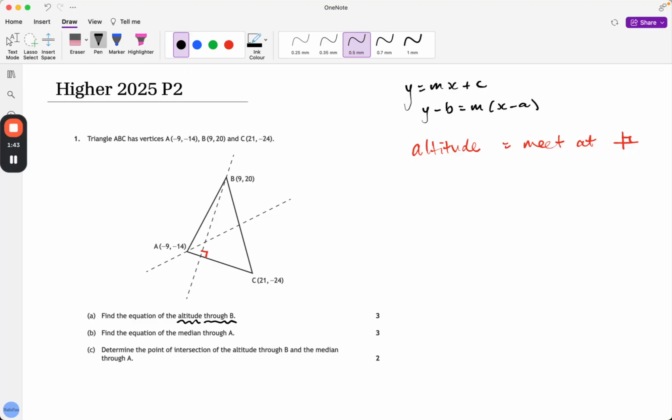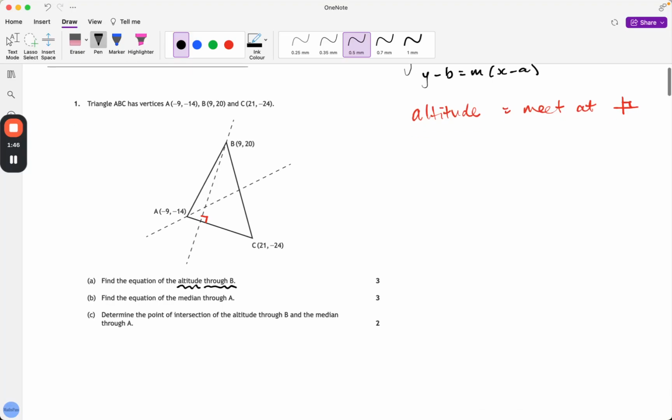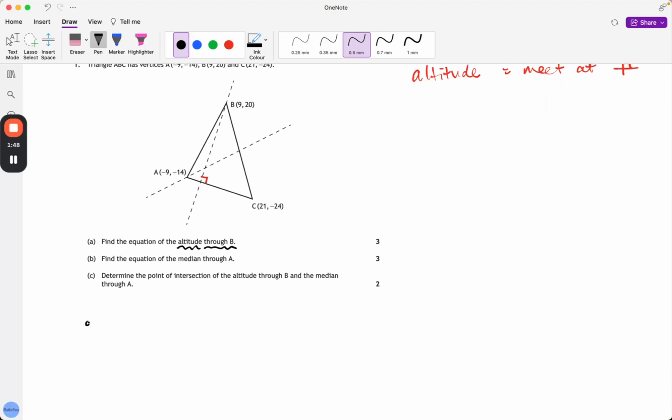So for part A, we have said that we've got the altitude, so we're meeting at 90 degrees, and that's going to help us find the gradient for that line. We already know we're going through point B, so we've already got the point (9, 20), so we're halfway there, we just need that gradient. The thing that you want to remember is that for perpendicular lines, which just means two lines that meet at 90 degrees, m times m perp has to equal -1. So if we can find the gradient of the line AC, we can then flip it and change the sign to get the gradient of our altitude.